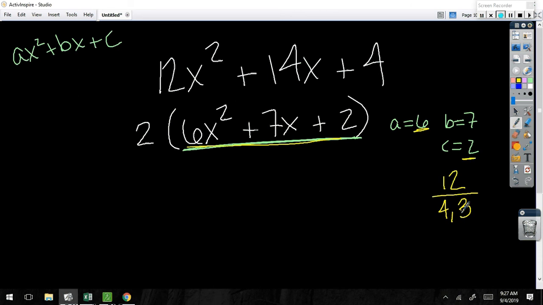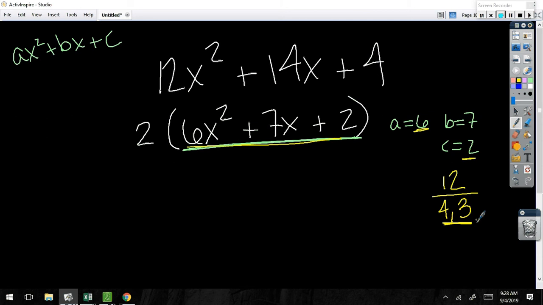Yeah, that's ridiculous. 4 and 3, right? Are we all in agreement? 4 plus 3 is 7. 4 times 3 is 12, okay? Whatever method you have used to factor in the past, this is a step you cannot get away from in any method, is multiplying these 2 together and finding those 2 that multiply and add.